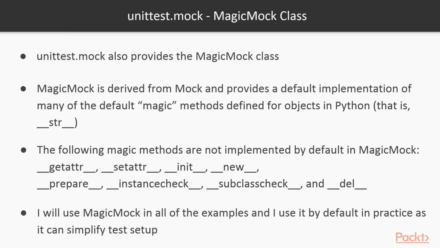I will use MagicMock by default in all of the examples in this course. I also use it by default in practice as it can simplify test setup. When using MagicMock, you just need to keep in mind the fact that the magic methods are already created and take note of the default values that return from those functions to ensure they match the needs of the test that's being implemented.